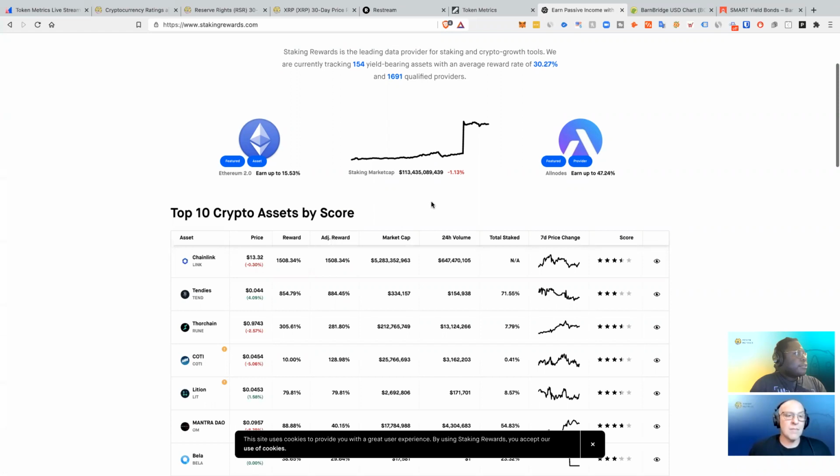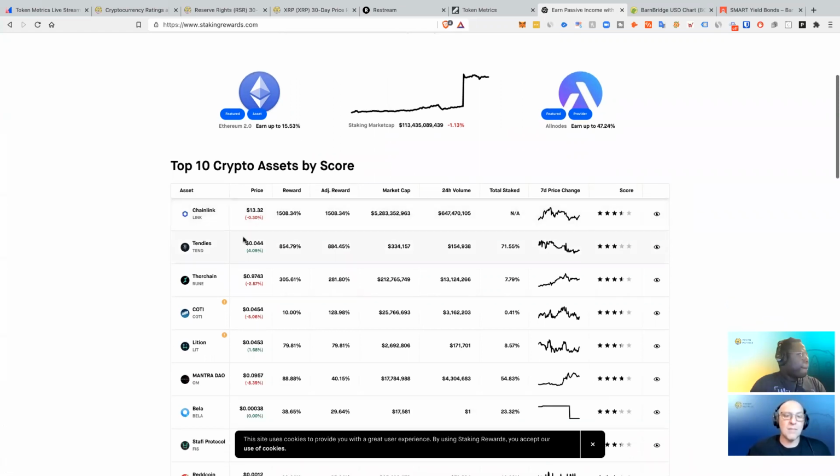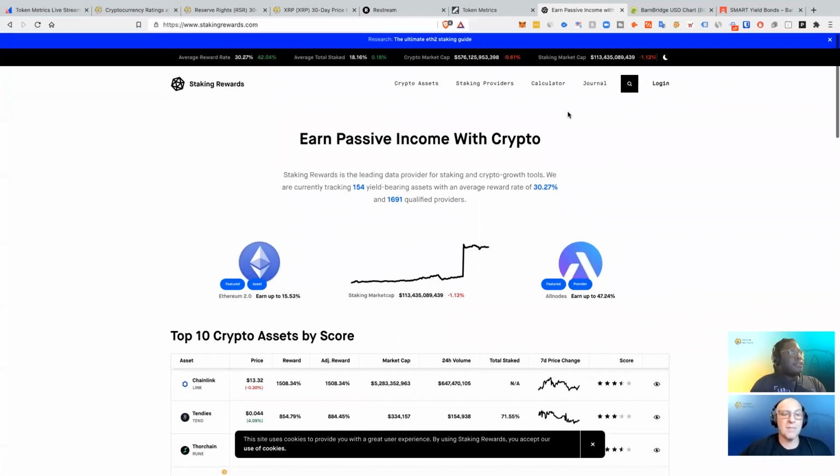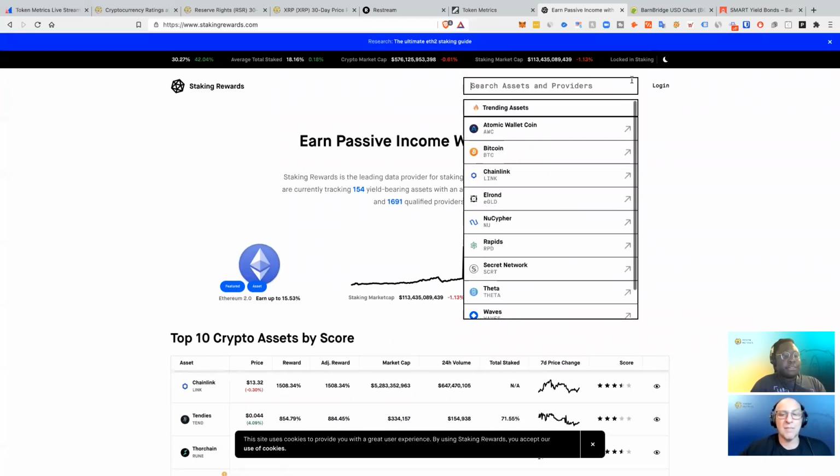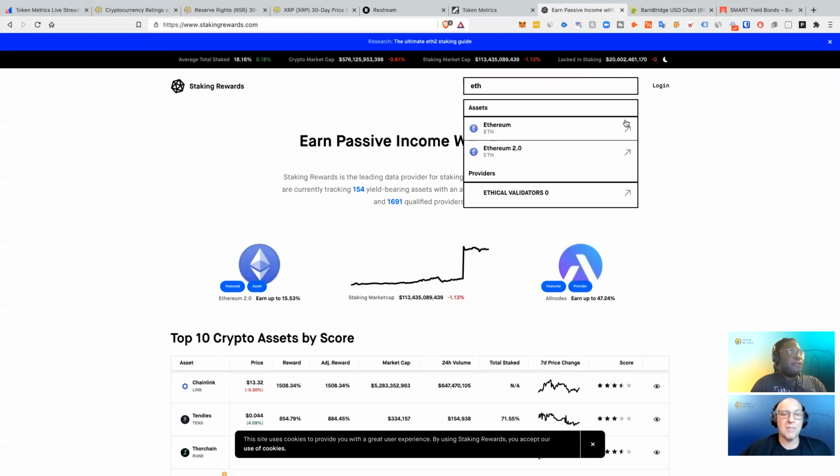Okay, what is this? Chainlink? Huh. Okay, but anyway, not sure. Okay, let's say you want to stake Ethereum for ETH 2.0. You just come here.